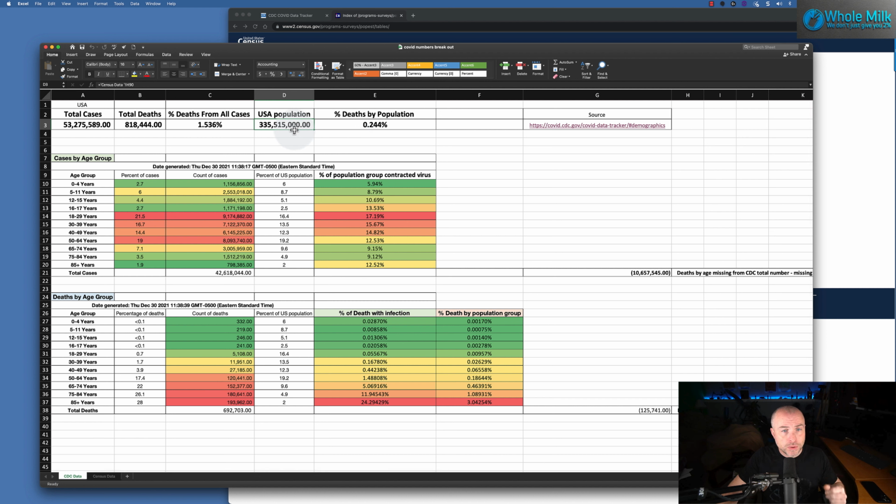So 335 million people. So the percentage of deaths by population, 0.244% of the population of the United States has died from COVID. Not 1%, not 5%, not 20%, 0.244%. There were 818,000 deaths, 335 million people. Not a percent of the population has died from COVID.